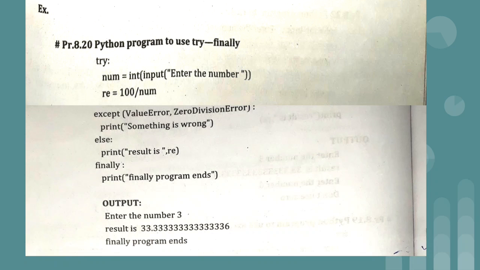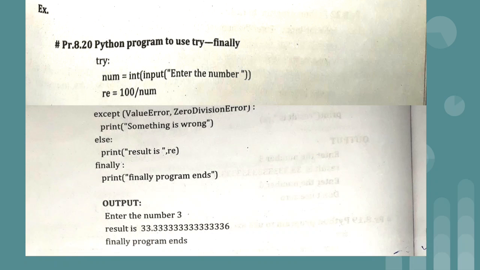So just see the example. Again the same program we are using. We are taking a number from the user and we are trying to divide 100 by that number, and we are storing the result inside the variable R. In this we have except, which contains two types of exception, and for both exceptions we will get the same error message. Then we have the else block, in which we display the result, and at the end, we have the finally block, in which we have written "finally program ends".